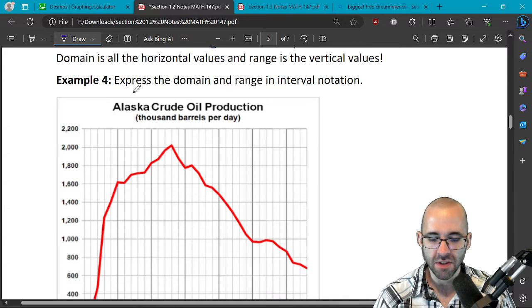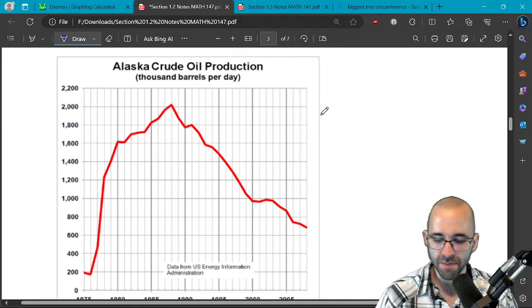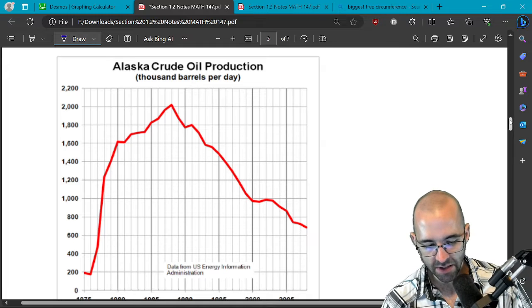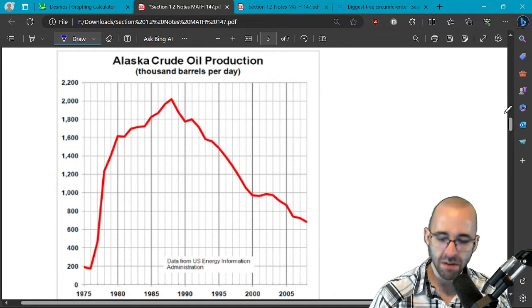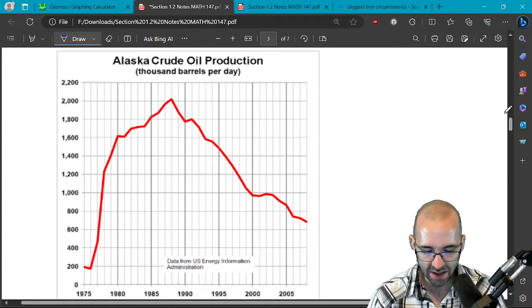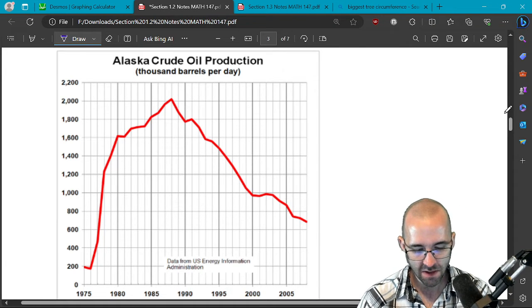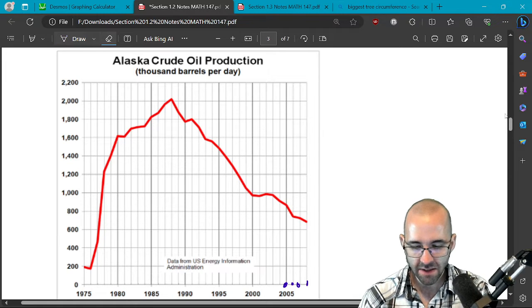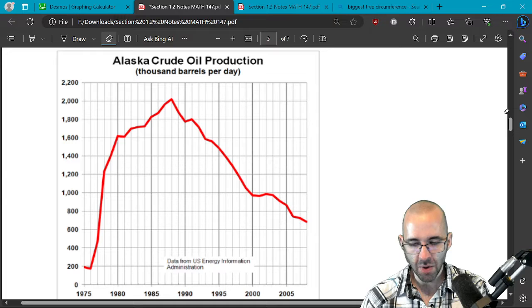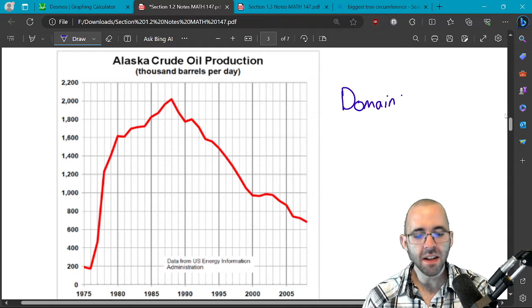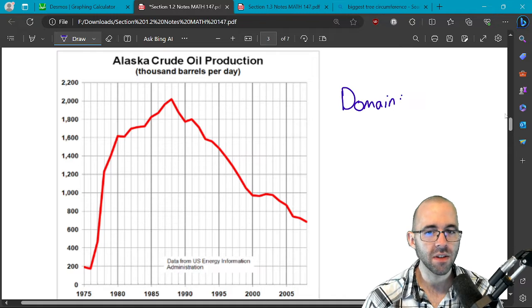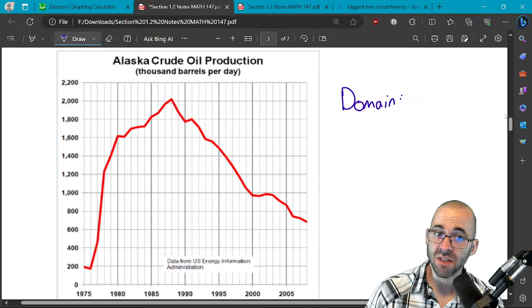Express the domain and the range of this function in interval notation. All right, we got a picture here that shows Alaska crude oil production between 1975 and 2008, maybe? This is 2005 and then 6, 7, 8, I guess. Well, I guess I kind of answered the domain already. Domain is the set of input values that make sense for this function. And it looks like it starts at 1975. Maybe it started before then.